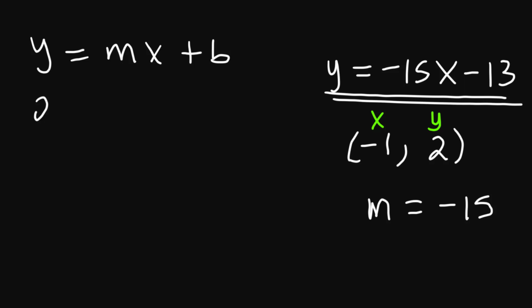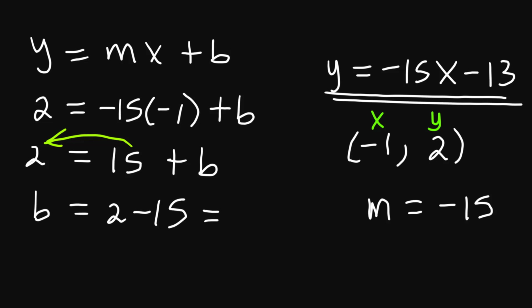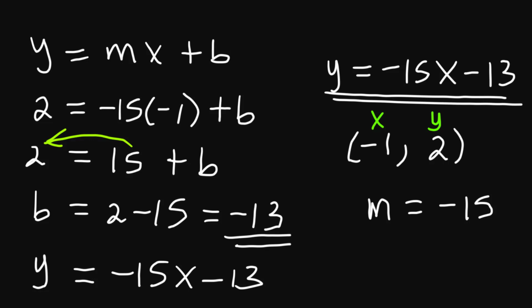So we shall have 2 equaling negative 15 times x, which is negative 1, plus b. This will give us 2 equaling negative 15 times negative 1, which is positive 15, plus b. And if we take 15 to the left hand side, we shall have b equaling 2 minus 15, which is equal to negative 13. And so in order to find the equation of the tangent line, all you have to do is plug in the values of m and b. This will give us y equaling negative 15x minus 13. So you get the same answer.